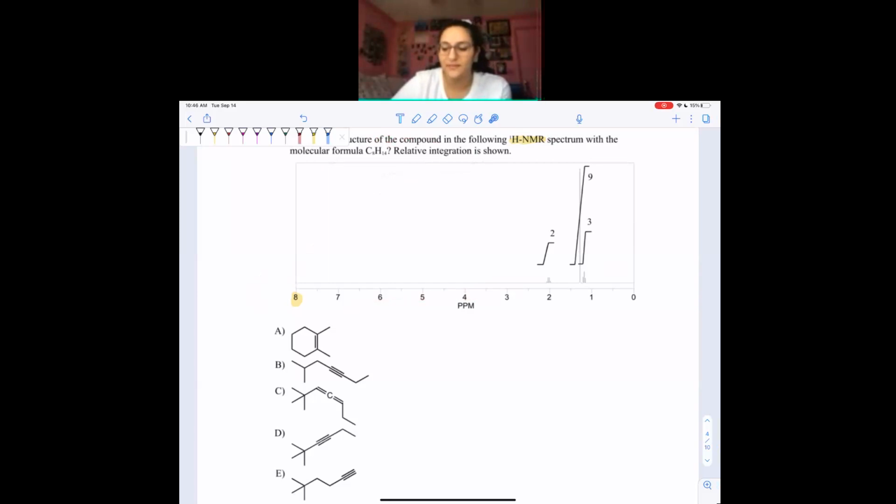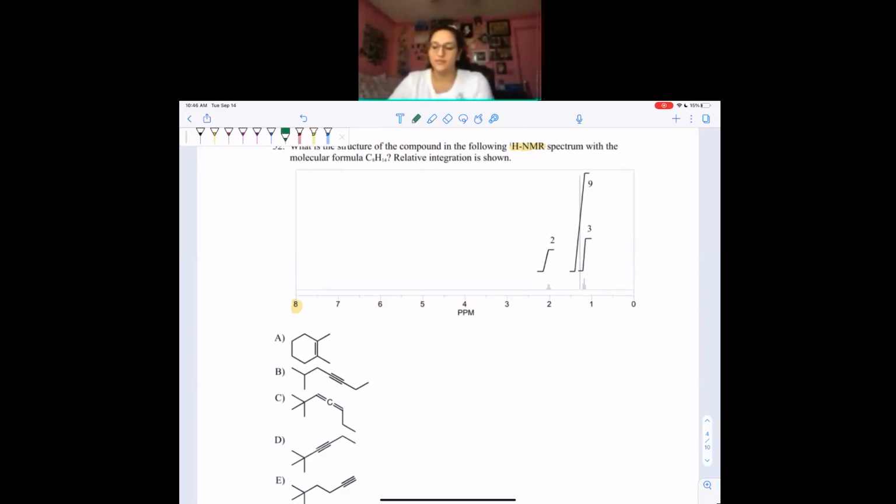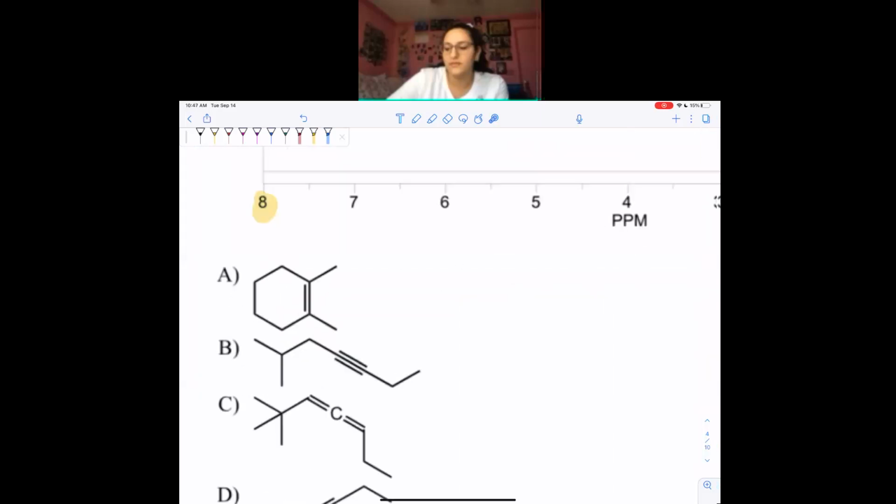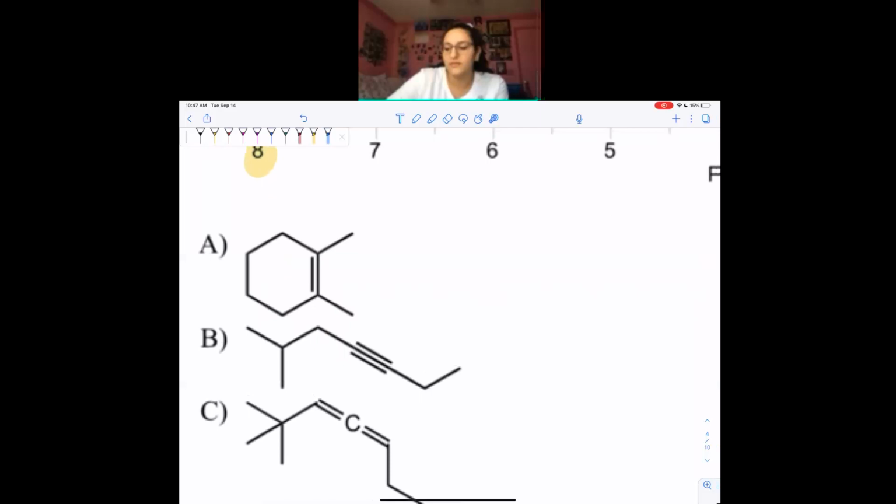So with that being said, the first thing I like to do is the number of signals. We can see we have 3 signals because there are 1, 2, 3 peaks here. So let's go through these answer choices and figure out which one has 3 signals. Remember symmetry. So we have 1 signal, 2 signals, no hydrogen here because there are 4 bonds, 3 signals. Cool, so this is a possible answer choice.